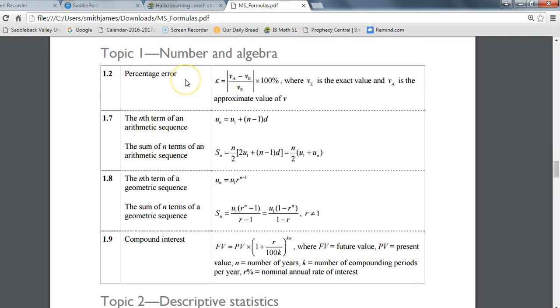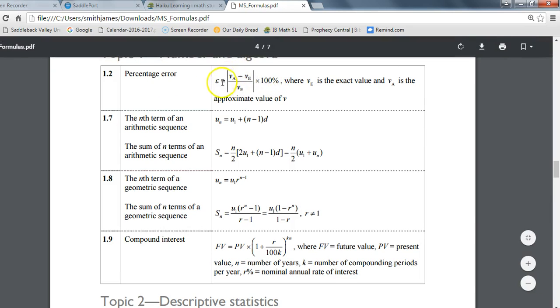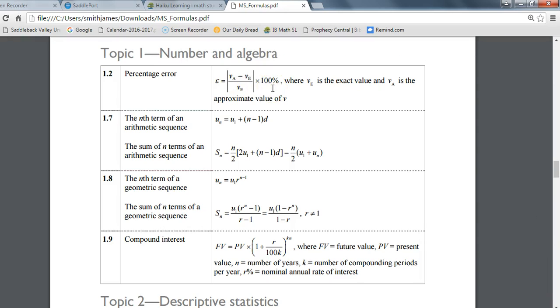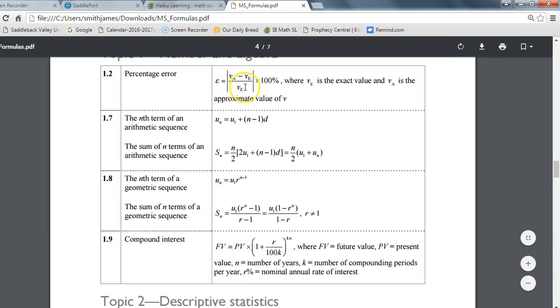It's something called percent error. This is the formula for percent error. Should be really simple. All you have to do is plug in the numbers. The key is that you plug in the correct numbers into the correct places. So they tell you what VA and VE represent. So VA is your approximate value. VE is your exact value.